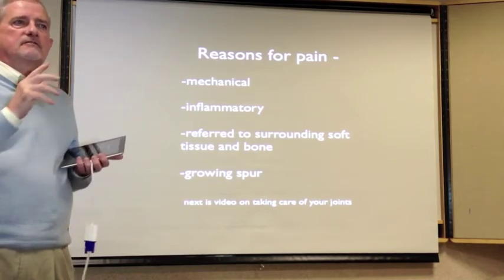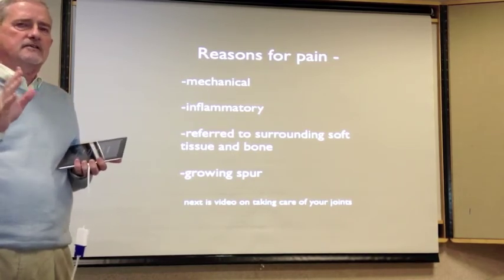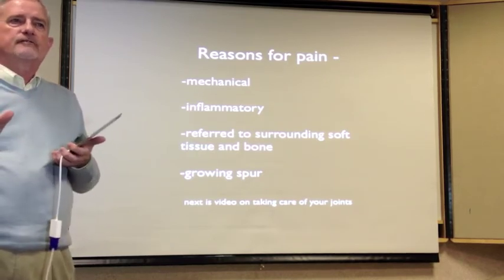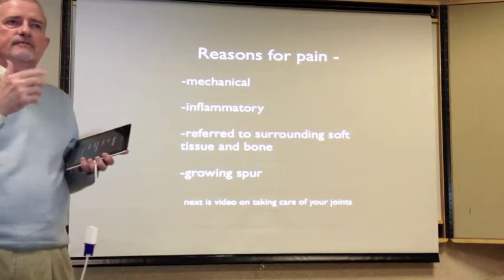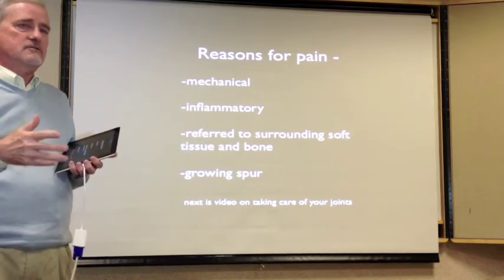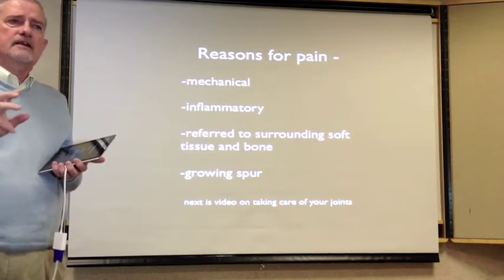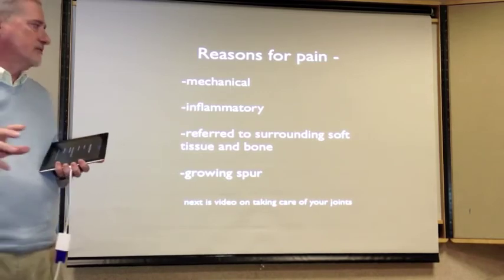So when we say there's a flare in osteoarthritis, I like to understand what kind of flare is going on. Is it a mechanical flare with broken material? Is it inflammation? Is it the surrounding tissue and so forth? Because without understanding that, the right kind of treatment cannot be administered very well.